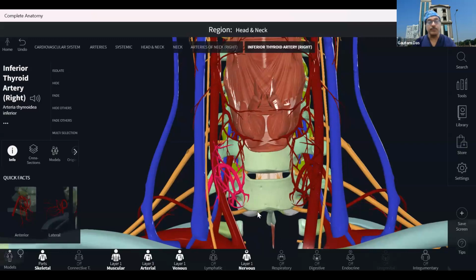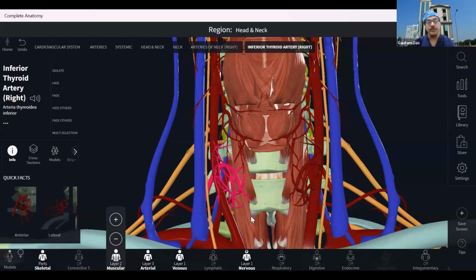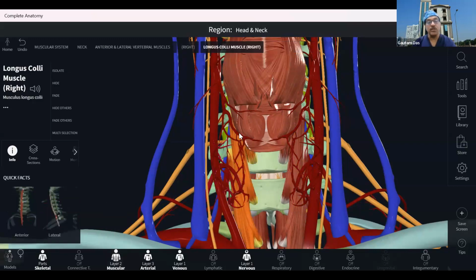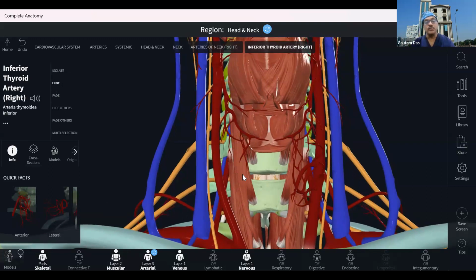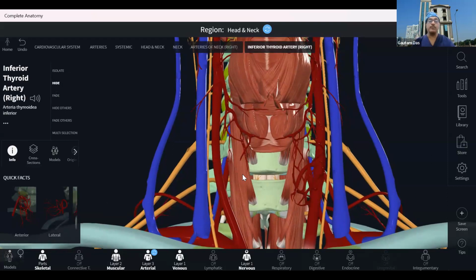And for a good success, we have to remember the longus colli muscle is there. Let me put the longus colli muscle now. If you are hitting the bone and giving over the bone, then there is a chance. Let me remove this one so that you can understand it better. The longus colli is lying over the transverse process. The stellate ganglion is situated above that, anterior to that. So you have to identify the longus colli muscle and you have to inject above that.